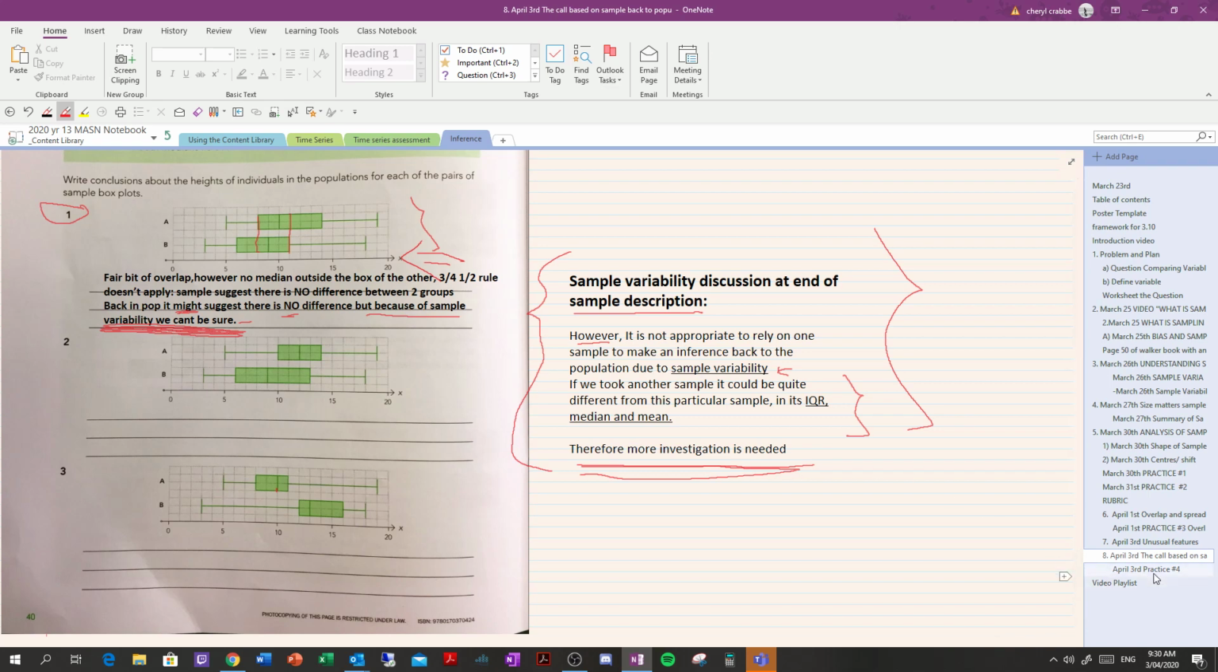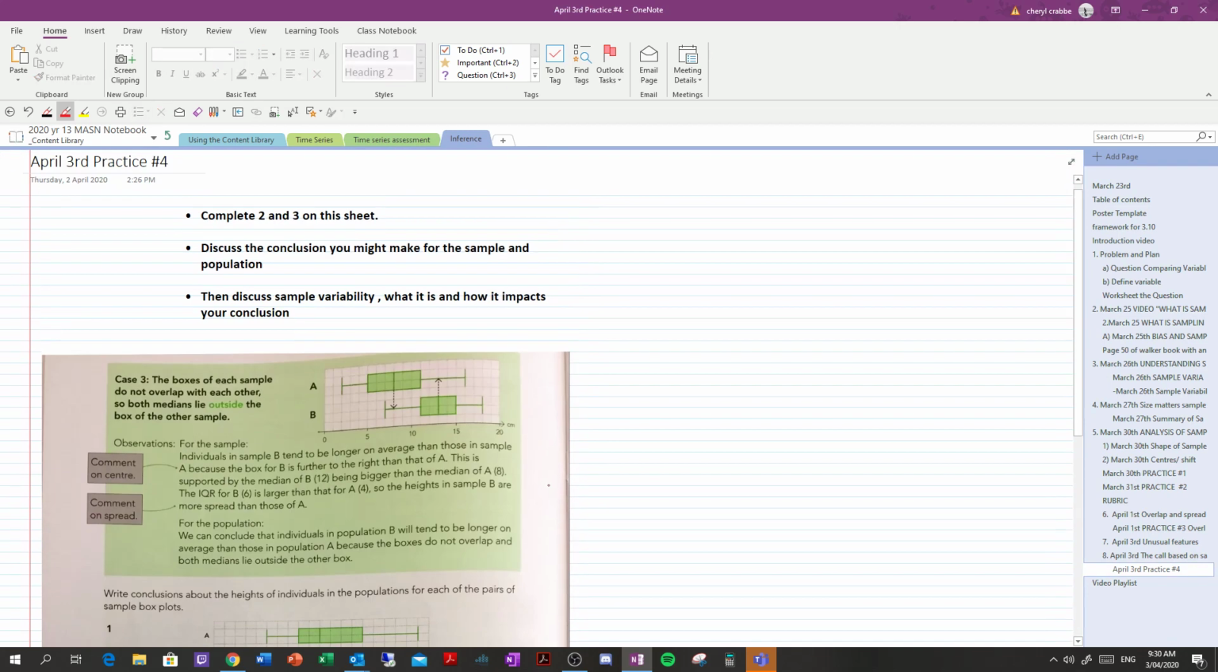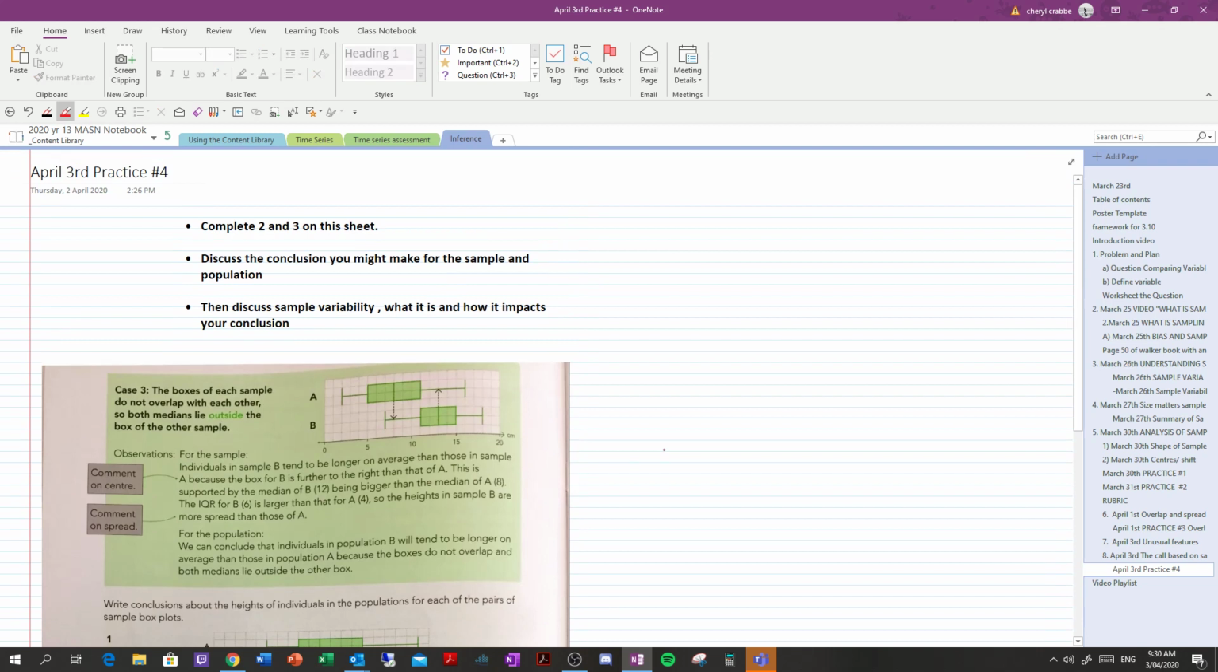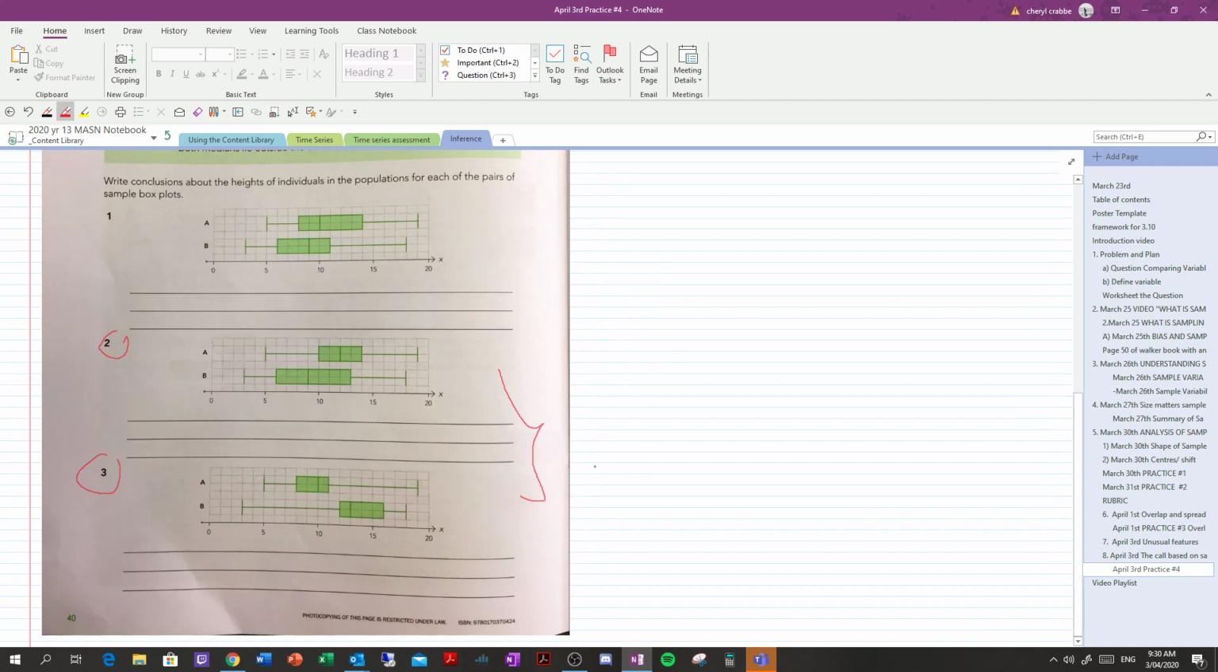And then there's a practice. All I want you to do on the practice is just do question 2 and 3. Complete 2 and 3 on this sheet, discuss the conclusion you might make for the sample and population, then discuss sample variability, what it is, and how it impacts your conclusion. So you just get a little bit of practice around these two examples as to how you might write the conclusion and then talk about sample variability. And that's it for today.